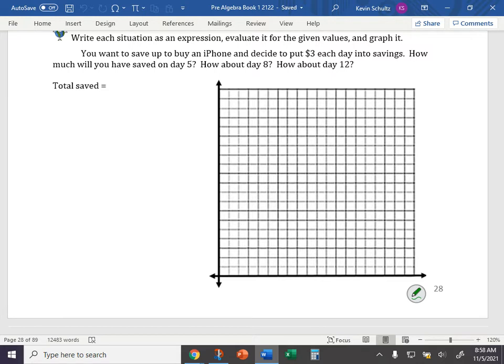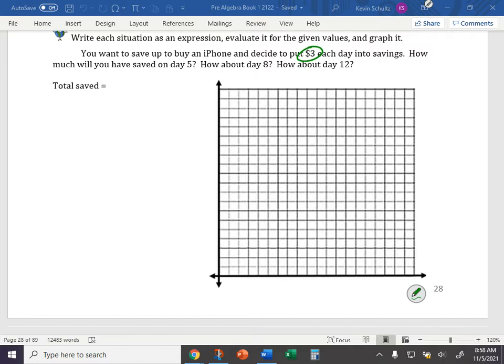Cade, what do you think? Can't you just multiply 3 by 5, then by 8, then by 12? Yes, you can. And actually, that's where our expression comes from. Cade says, this is kind of easy for me. All I have to do is multiply 3 by 5, 3 by 8, 3 by 12. This 3 is always going to be in the expression. That is how much money you're putting in each day. What changes, though? First it's 5, then it's 8, then it's 12.